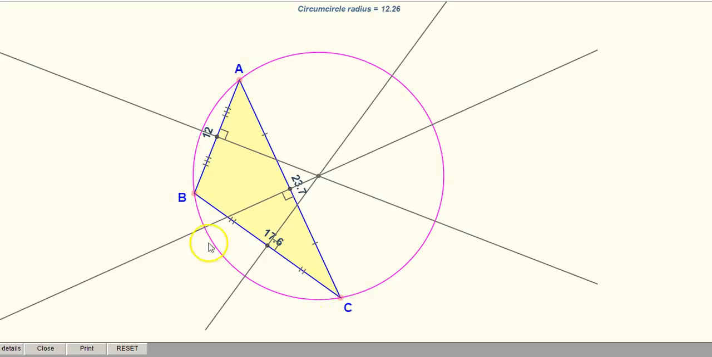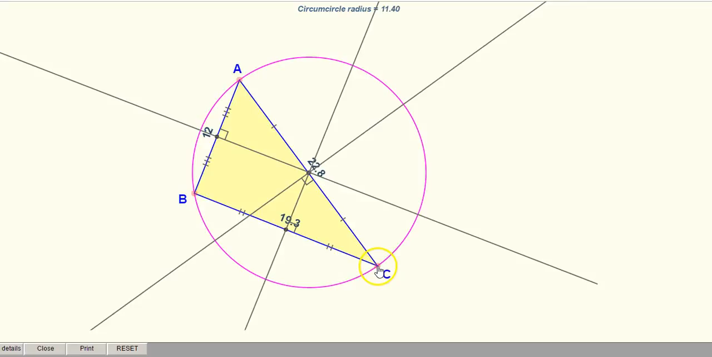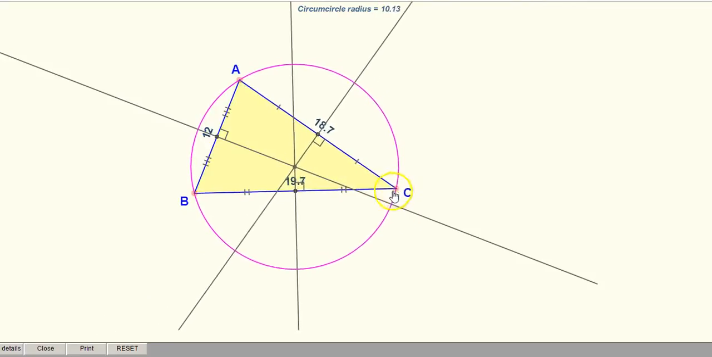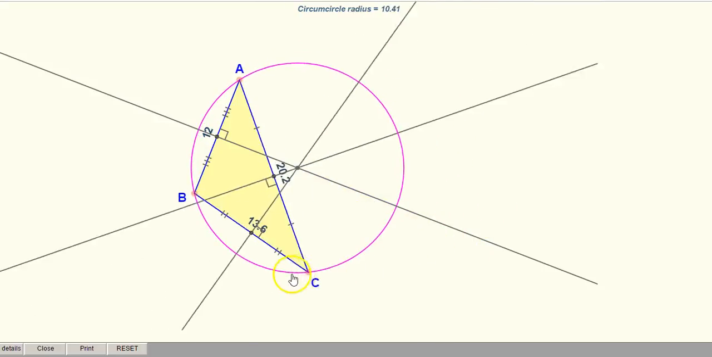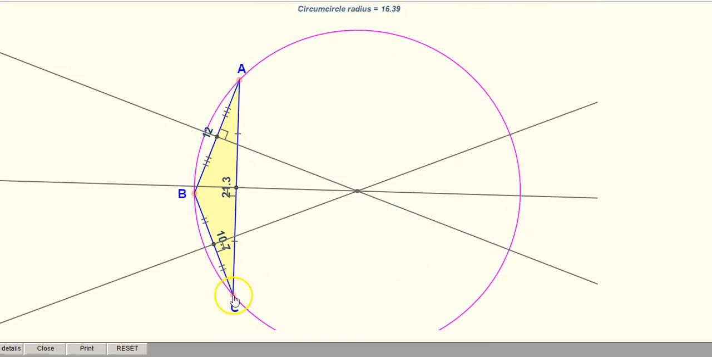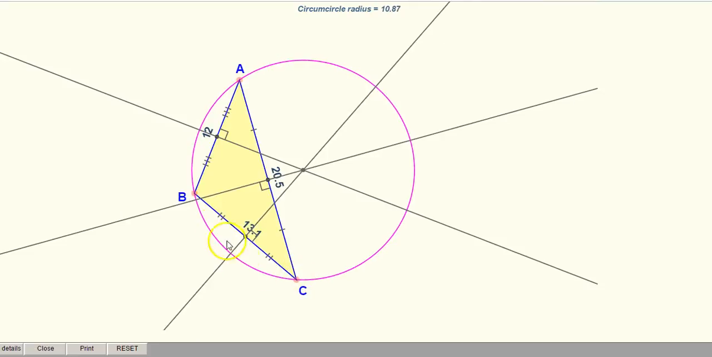Look at angle B now. Angle B is obtuse. What happened to the circumcenter? It went outside the triangle. So again, when it's a right triangle, it's in the center of the hypotenuse. When it's an acute triangle, it's going to be inside, but it's always the center of a circle going around that triangle. That's why it's called the circumcenter. Center of a circle circumscribing the triangle.